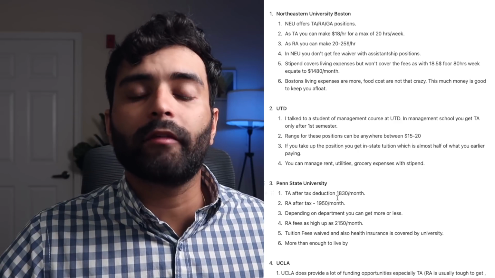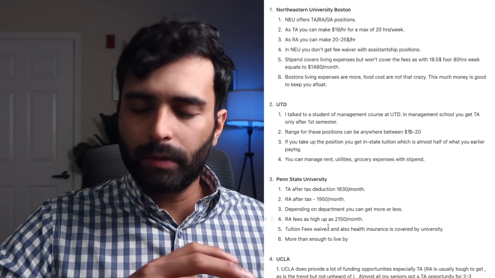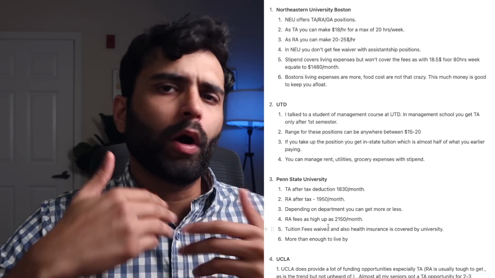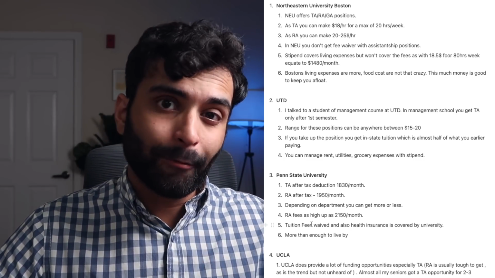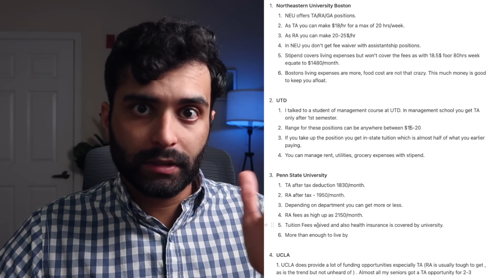Talking about Penn State University, a TA after tax deduction makes $1,830 per month, and an RA after tax deductions makes $1,950 per month. And depending on the department, you make more or less. As I mentioned before, for all universities, this is the same case. RA pay is as high as $2,150. It could go up because again, research is much more.